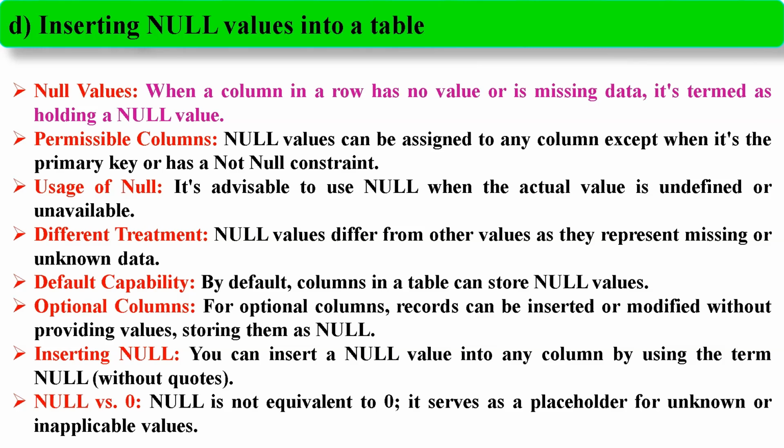Default capability: by default, columns in a table can store null values. Optional columns: for optional columns, records can be inserted or modified without providing values, storing them as null. Inserting null: you can insert a null value into any column by using the term null without quotes. Null versus zero: null is not equivalent to zero, it serves as a placeholder for unknown or inapplicable values.